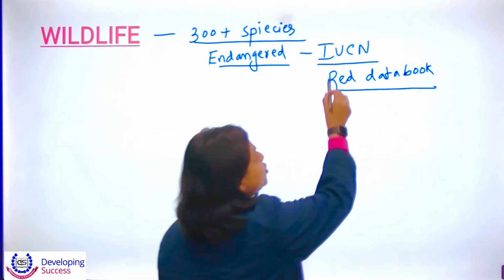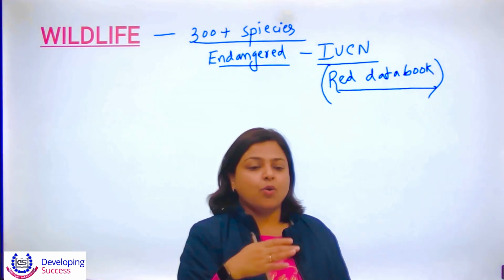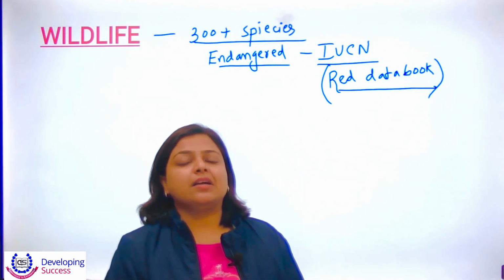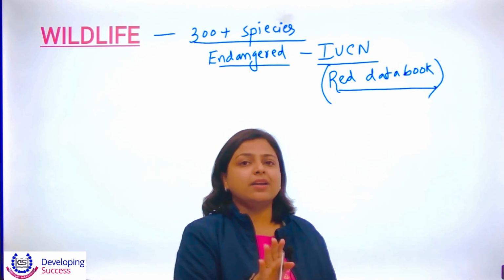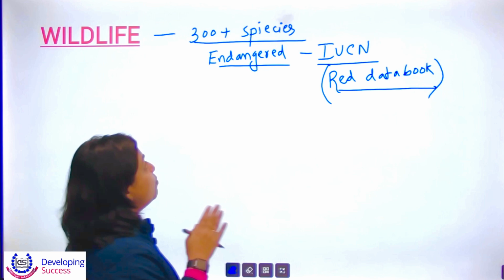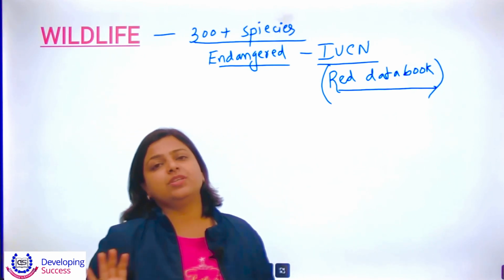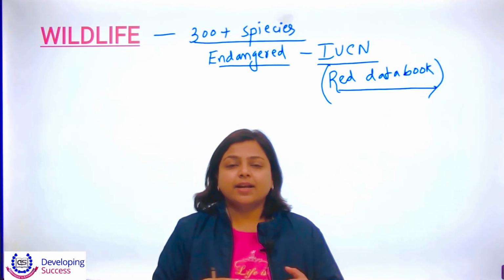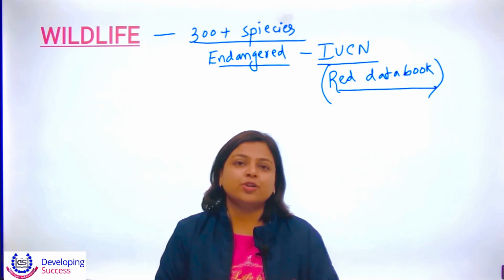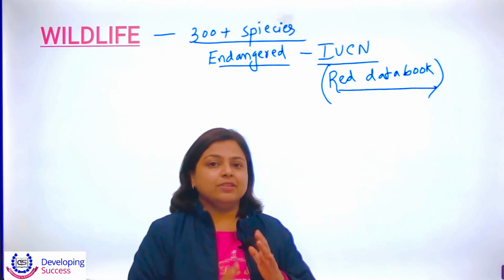They prepare a Red Data Book where they talk about the quantity of flora and fauna which are left, and that is how they categorize animals in terms of their danger and threat. So more than 300 species of the Western Ghats have been listed in the IUCN Red Data Book. That shows that the species diversity is so much, and also that the Western Ghats are in danger, in threat also.